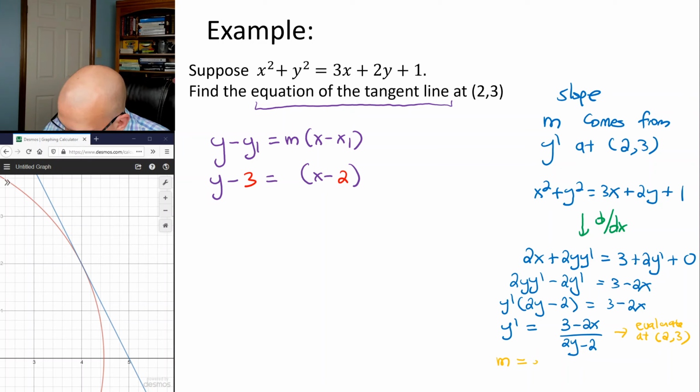with 2 and the y with 3. So 3 times 4 divided by 6 minus 2, or 3 minus 4 divided by 6 minus 2, so we have minus 1 over 4.